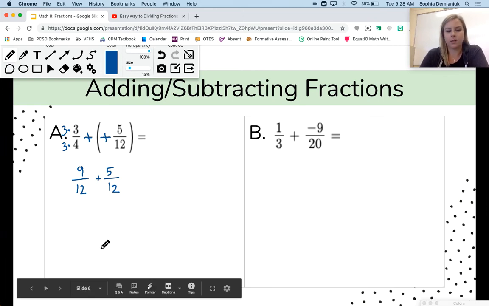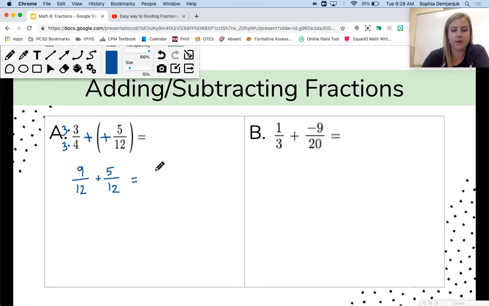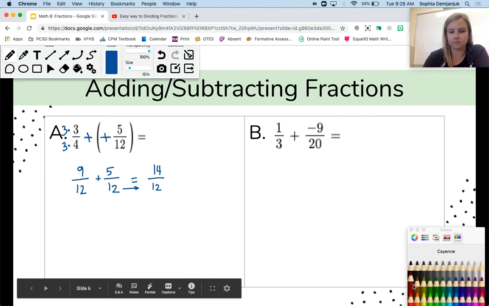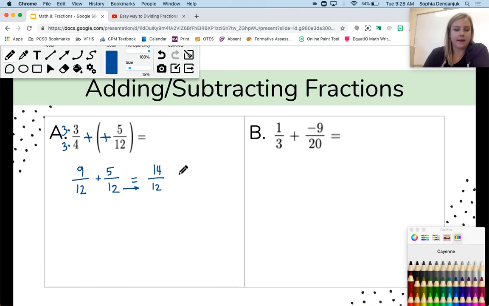The next step when we're doing fractions is we just add the numerators. 9 plus 5 will give me 14. We put it over the denominator. We just bring it over. We don't add them. And I have 14 over 12. Before we circle that as your final answer, though, you want to simplify it. You want to see if there's anything that you can divide the top and bottom by.